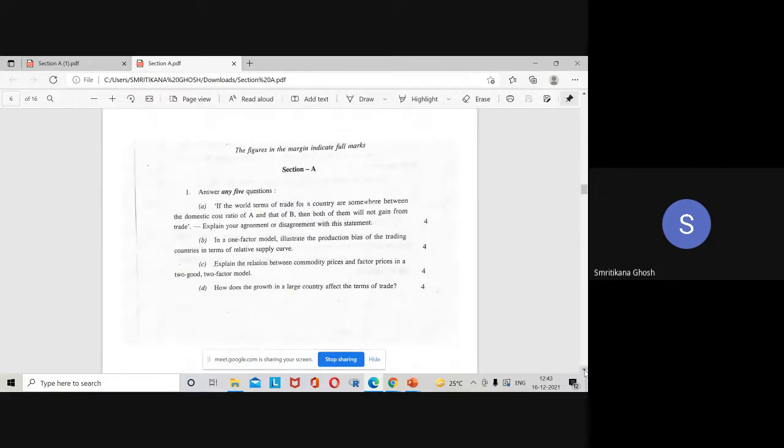Look at this. If the world terms of trade for a country are somewhere between the domestic cost ratio of A and that of B, then both of them will not gain from trade. Can you remember in case of Ricardian, the opportunity cost ratio? It is ALX by ALY. This is the cost ratio, right? ALX by ALY of A and ALX by ALY of B.